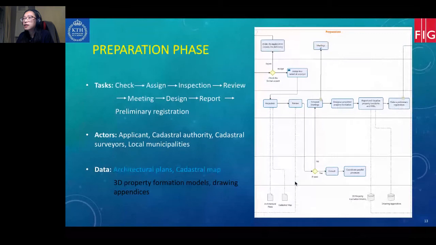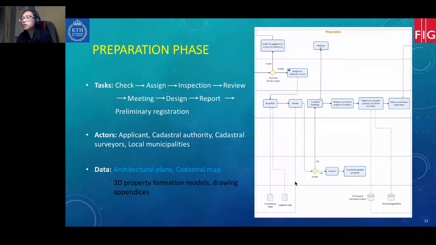And the second phase is the preparation. So it starts with the technician at the cadastral agency checking the formal aspects of the submitted application. But if not accepted, then the application is returned to the applicant for revision and resubmission. And if accepted, then the application is assigned to a cadastral surveyor who is in charge of the entire property formation and the registration process.